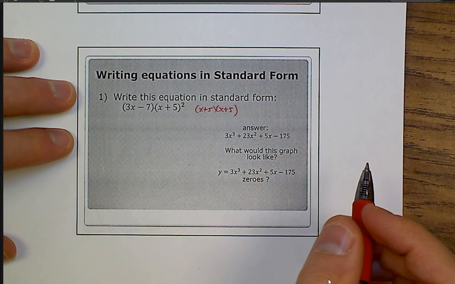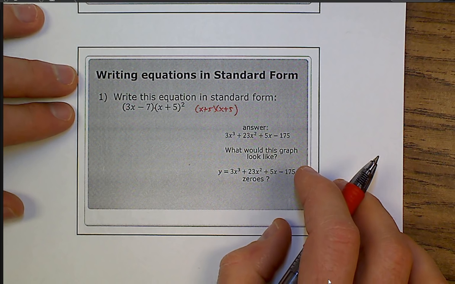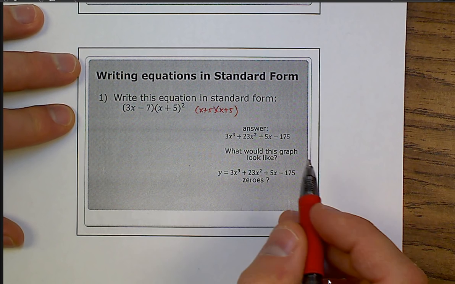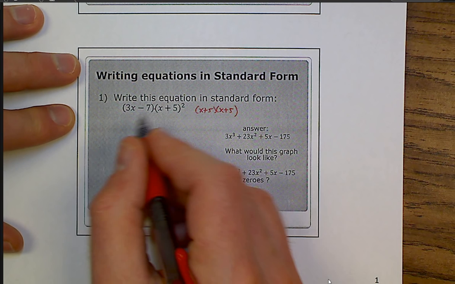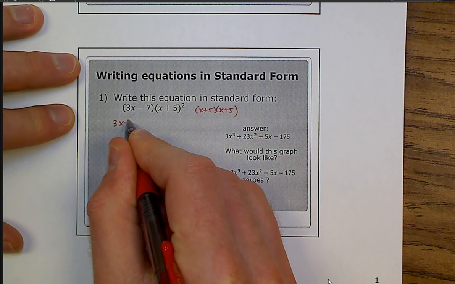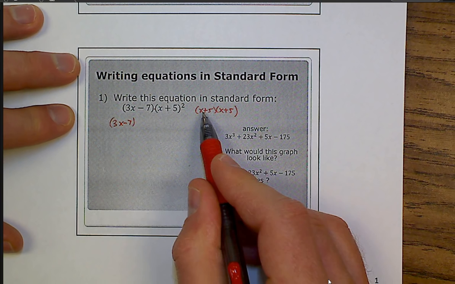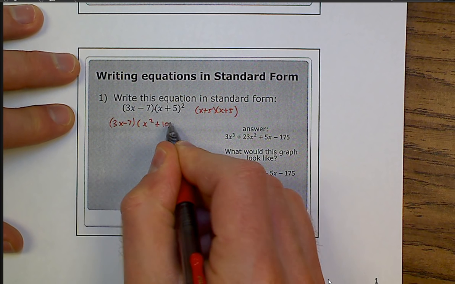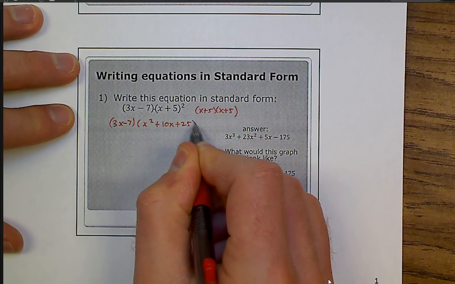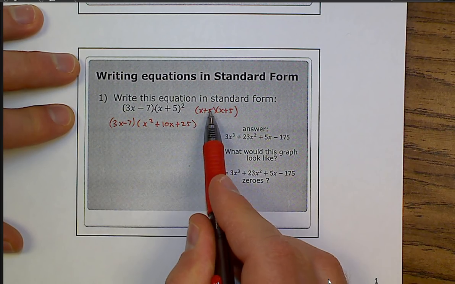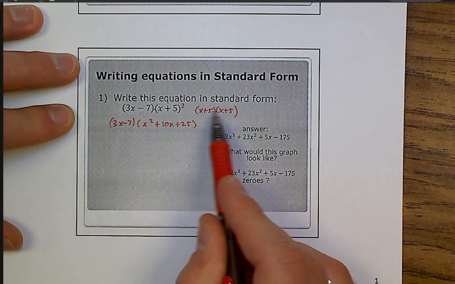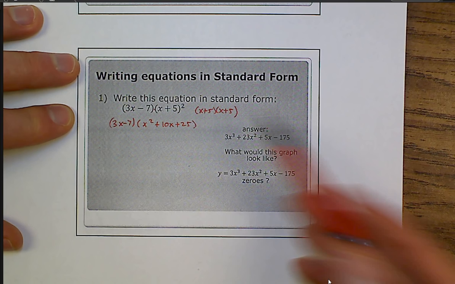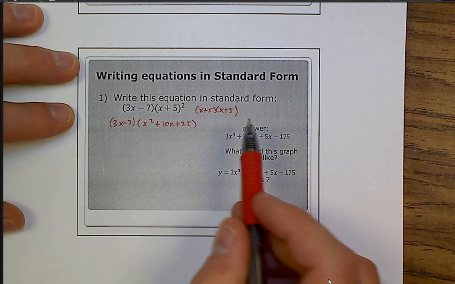Based on some of the stuff that I saw on our last test, some of us still need some work on distributing or foiling, however you want to call it. But essentially what happens is you get the 3x minus 7. I would leave that alone. When you distribute here, you're going to get x squared plus 10x plus 25, right? If you add these together, just think reverse factoring. If you add these together, you get your middle term. If you times them together, you get your last term. So that's how you can quickly multiply two binomials together.